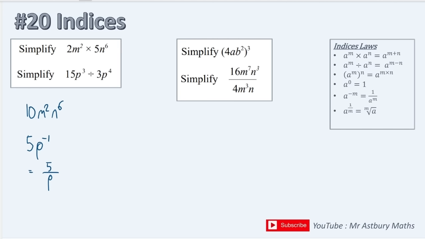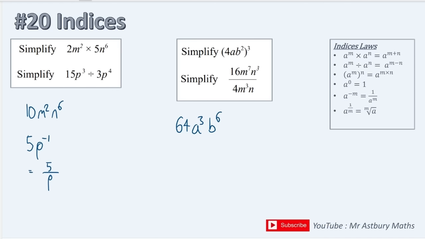Okay, next one, we've got brackets. So we need to do 4 to the power of 3, which is 64. We then need to do a to the power of 3, which is just a to the 3. And then we do b squared to the power of 3. And when we have this power and then a bracket and then a power, we multiply them to get b to the power of 6.